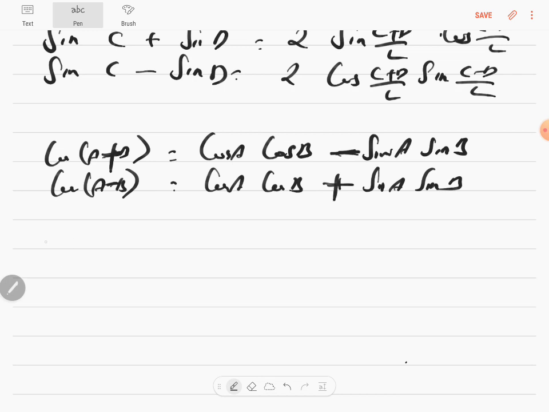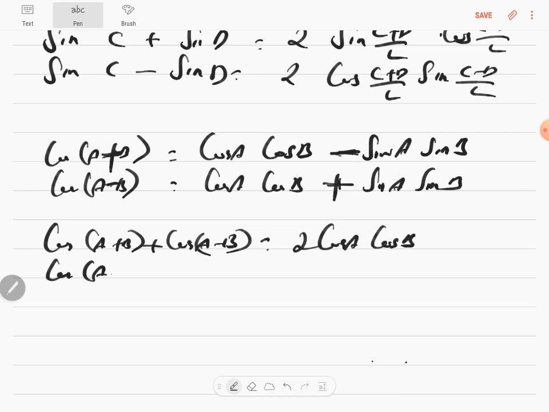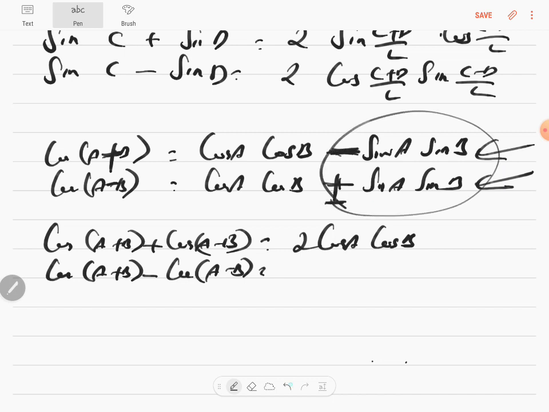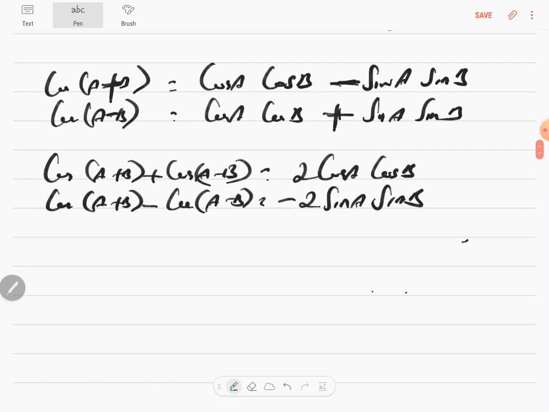So you're going to add these two equations. So you get cos(A+B) plus cos(A-B). Can you imagine, this is going to get cancelled? The first term is going to occur twice, which is 2 cos A cos B. Now I'm going to subtract this equation, you know already there's a negative sign. This will become negative and become minus 2 sin A sin B. So that's about cos(A+B) minus cos(A-B).